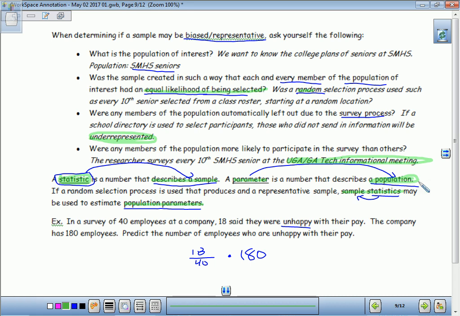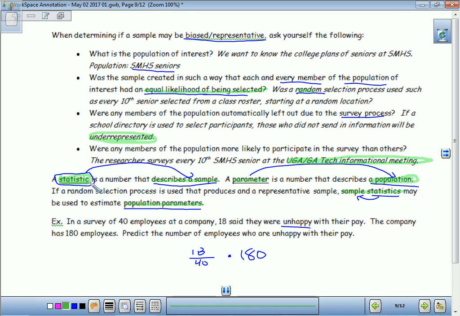Would that be a representative sample of our seniors? No, it wouldn't, because many of us either don't have interest in calculus at that level or may not make it to that level before we leave high school.